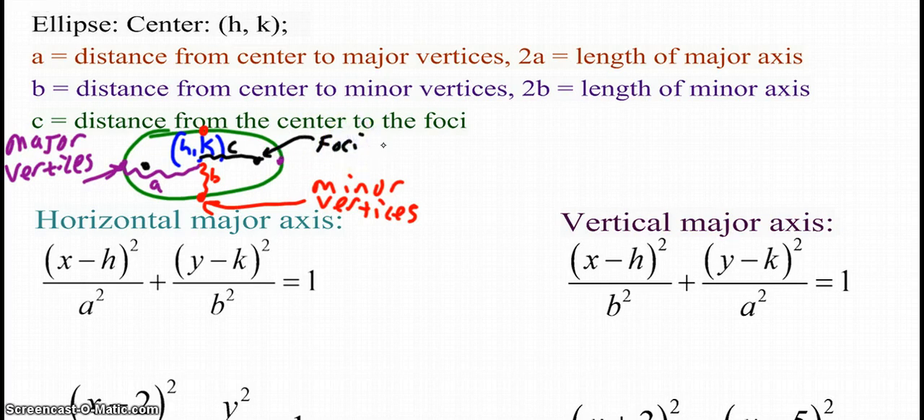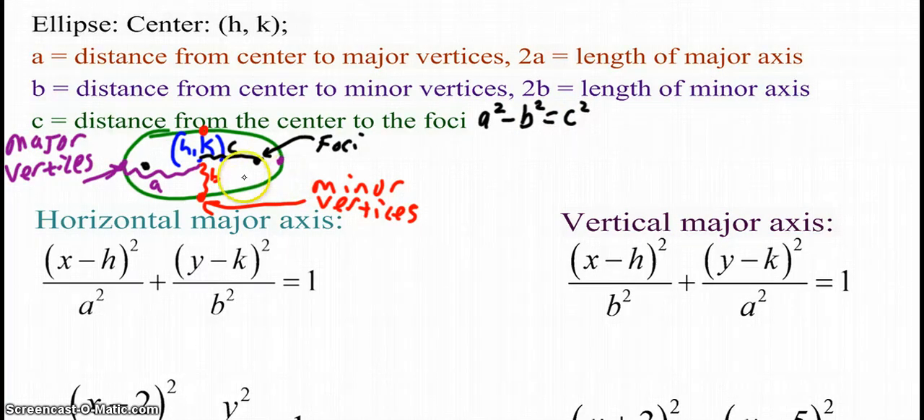Okay, how do I find c though? Well, how do I find any of this stuff, right? Good question. Well, there's a nice relationship between a, b, and c, and that is a squared minus b squared equals c squared. Very similar to our Pythagorean theorem, but it is not our Pythagorean theorem.